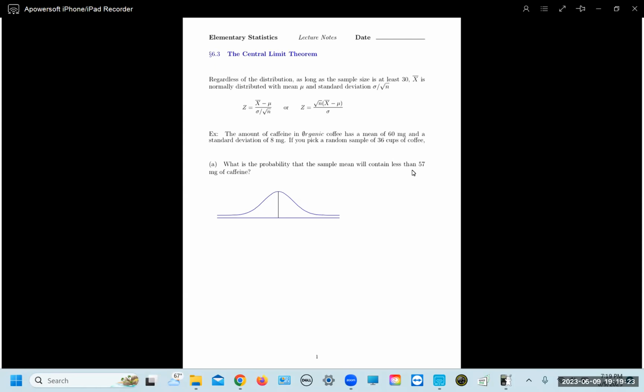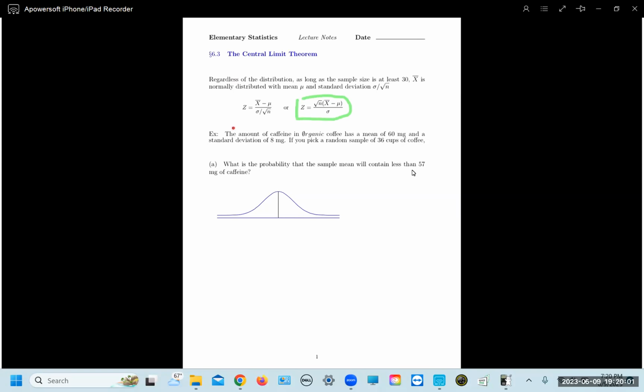Today we go with 6.3. Regardless of the distribution, as long as the sample size is at least 30, X bar is normally distributed with mean mu and standard deviation sigma over square root of n. So we got the zero here because we focus on this. So we will go for, actually, we can go for that one.